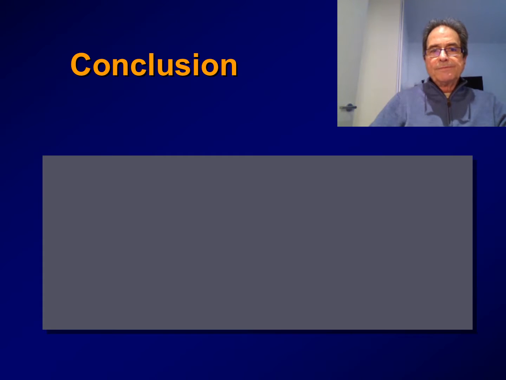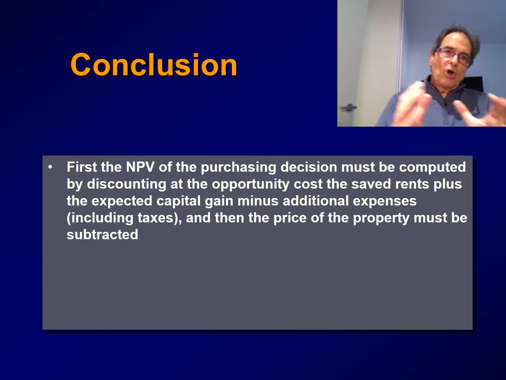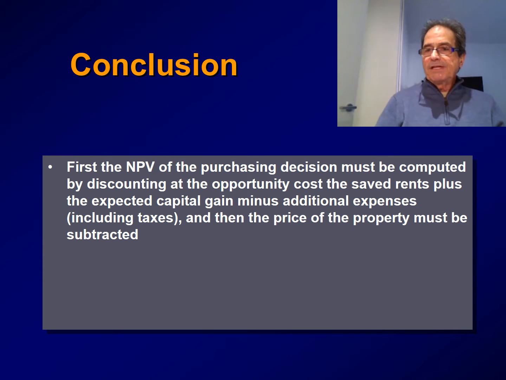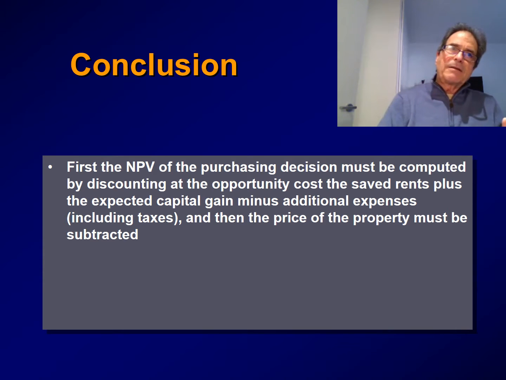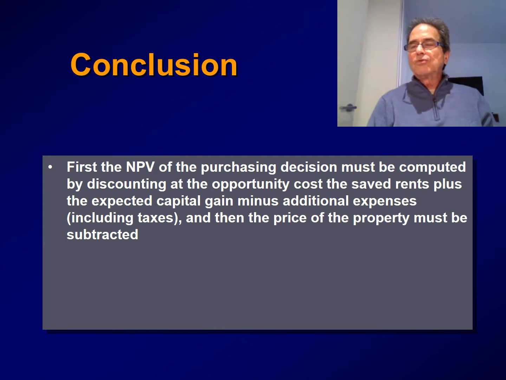Now we conclude. First, the net present value of the purchasing decision must be computed by discounting at the opportunity cost the saved rents plus the expected capital gain minus the additional expenses, everything after taxes. And then this total present value is compared with the price of the property at the beginning. And we subtract the price of the property. If the net present value is positive, it is a good decision to buy. If it is negative, we shouldn't buy.